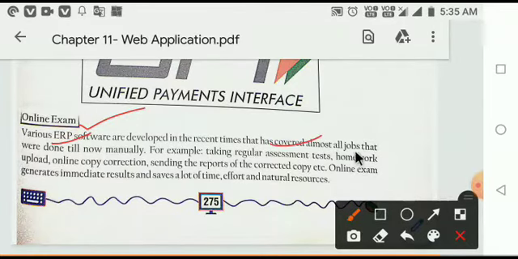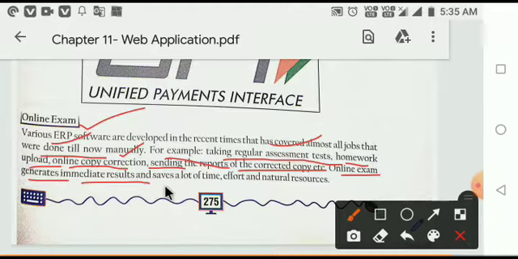Right now, many ERP software systems have been developed recently to cover almost all the jobs done manually, for example taking regular tests, homework uploads, online copy correction, sending reports, and correction of copies. Online examination generates immediate results and saves a lot of time, effort and natural resources.